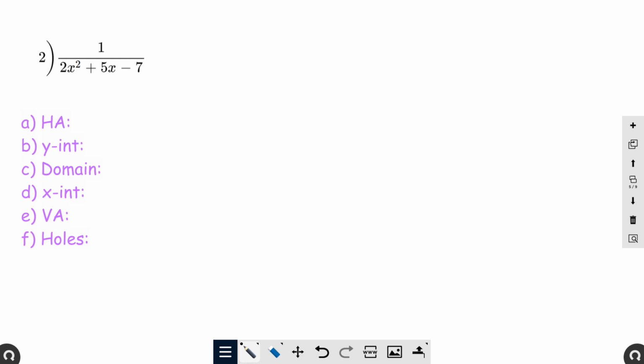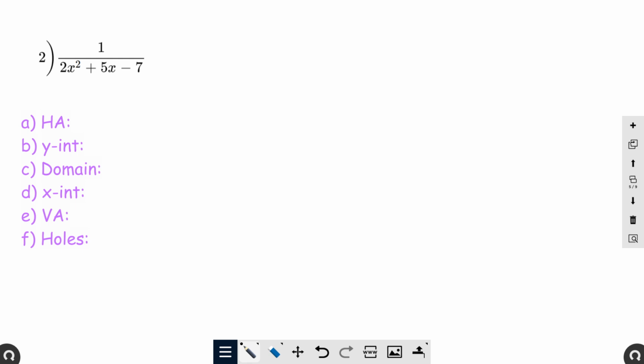Now, first off, we're going to start. It's in unfactored form. We don't have any parentheses, right? That's what I mean by unfactored form. Maybe you might want to think about it as standard form as well. So nothing's factored. We're going to leave it like this. And let's start with HA.